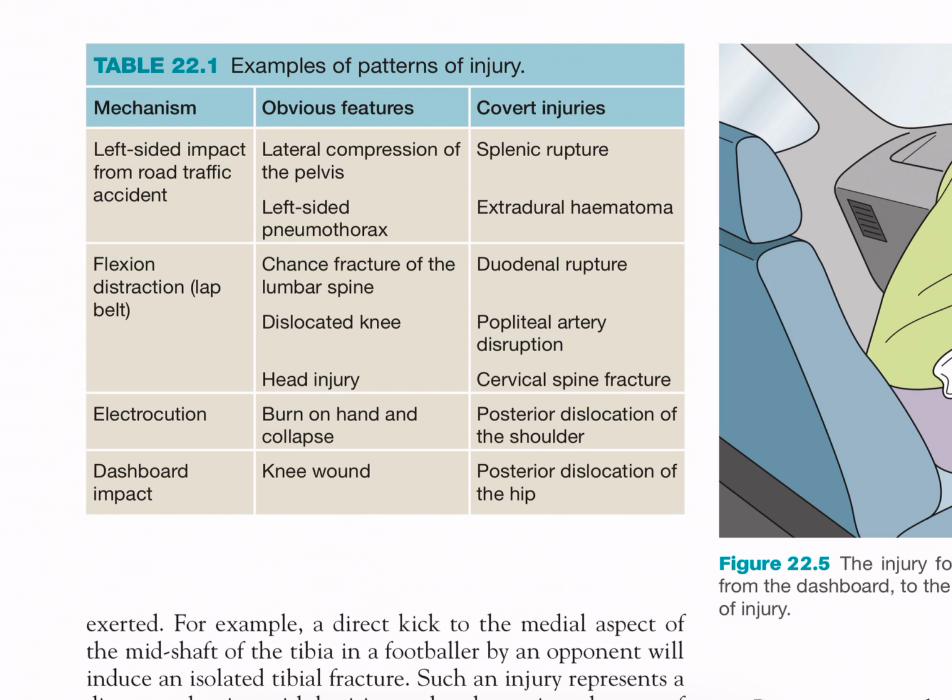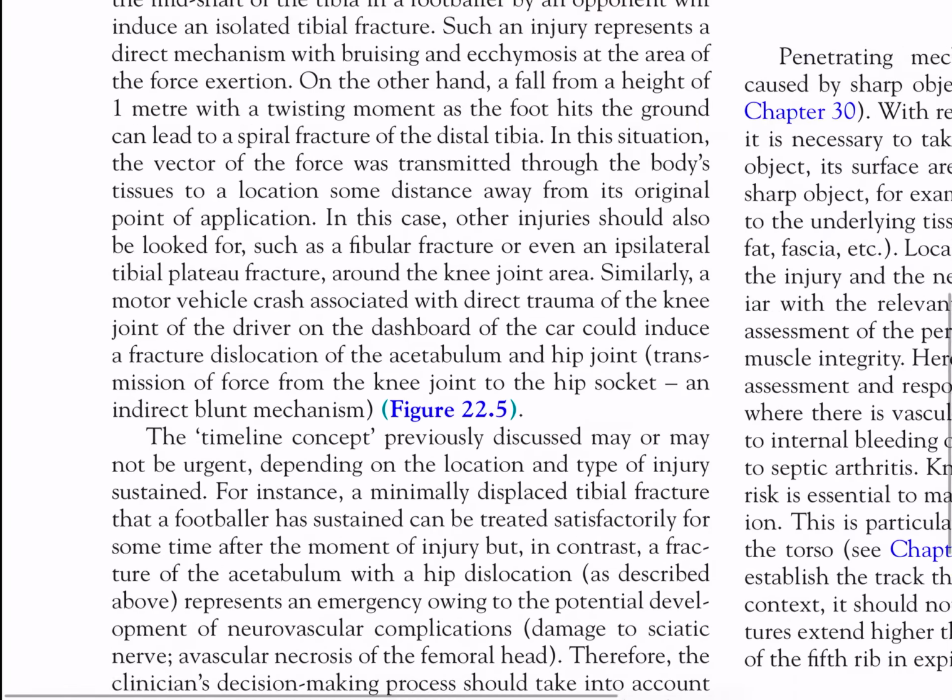Second is flexion distraction, that's the lap belt. Obvious features will be chance fracture of the lumbar spine, dislocated knee, and head injury, whereas covert injuries include duodenal rupture, popliteal artery disruption, and cervical spine fracture. In electrocution, obvious features are burn on hand and collapse, whereas posterior dislocation of the shoulder can also happen as a covert injury. Mechanism, dashboard impact; obvious features, knee wound; covert injuries, posterior dislocation of the hip.